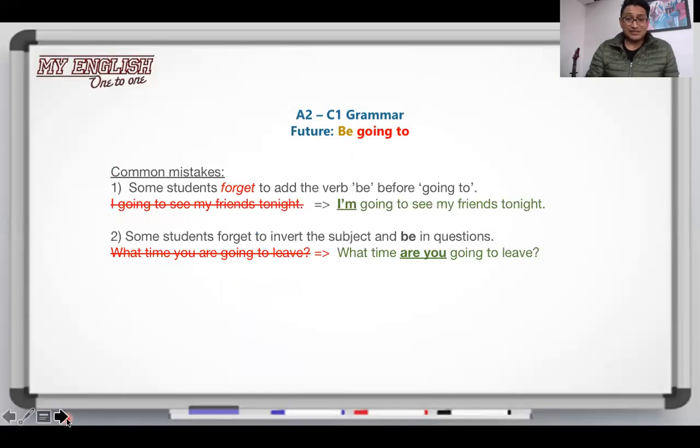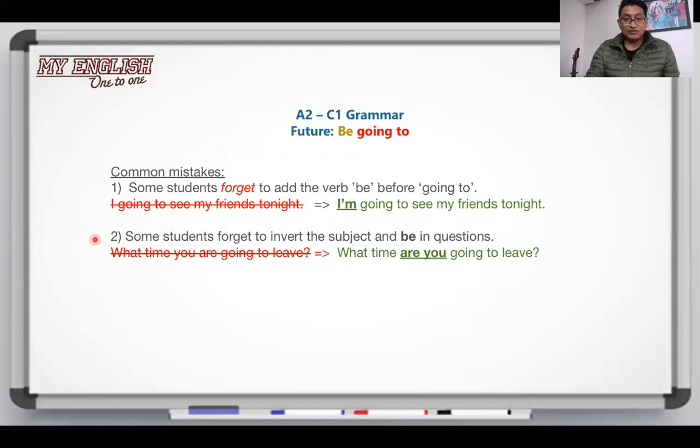Finally, let's present two common mistakes in the future be going to. Number one, some students forget to add the verb be before going to, like this one. Look, I going to see my friends tonight. Typical mistake. Remember to use the verb to be. I am going to see my friends tonight, or in the contraction, I'm going to see my friends tonight. Remember always to pronounce and to write the verb to be.